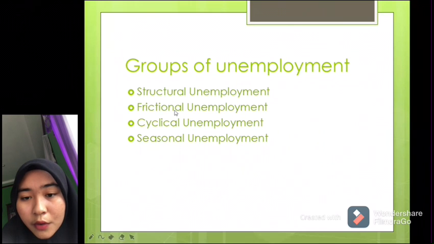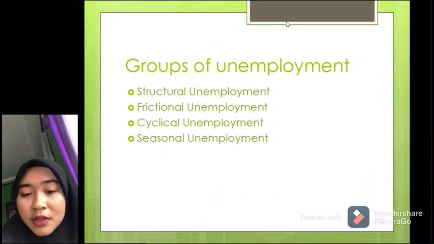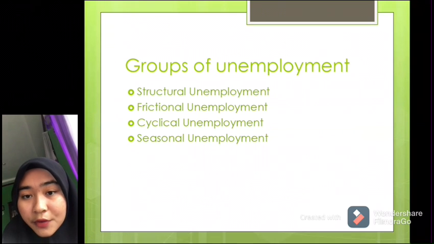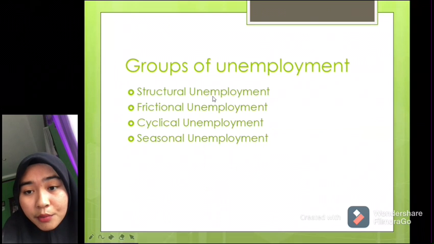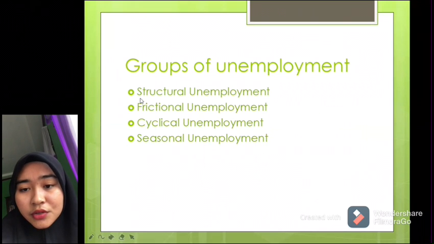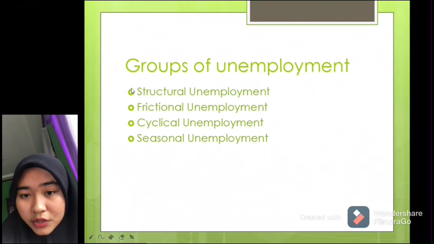Next, the kinds of unemployment. There are four kinds: structural unemployment, frictional unemployment, cyclical unemployment, and seasonal unemployment. Okay, the first, structural unemployment. This unemployment arises because they do not have skills, or they have skills that do not match the demand. The cause is a change in the structure of the economy, for example, due to change in technology.